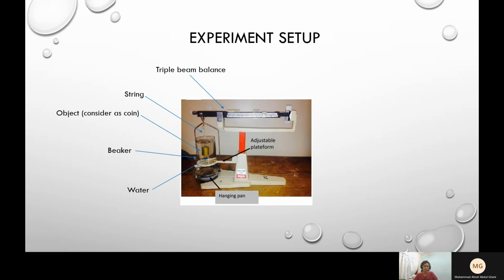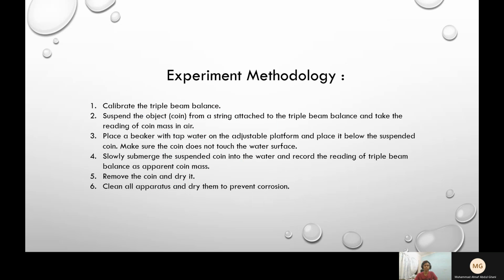The setup of our experiment is as below. We are going to use a triple beam balance, which is going to read the mass of our coin. We also use a string to suspend our coin, and a beaker filled with water, and we're going to use water as our reference density. We also have an adjustable platform so that we can move the beaker of water up to fully submerge the coin.